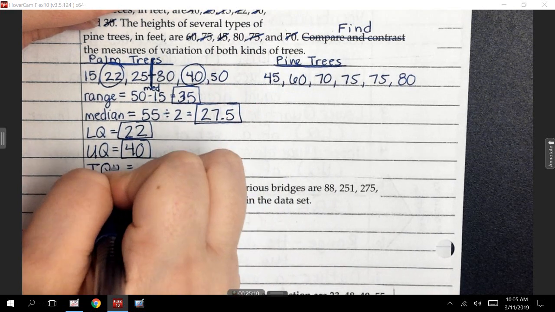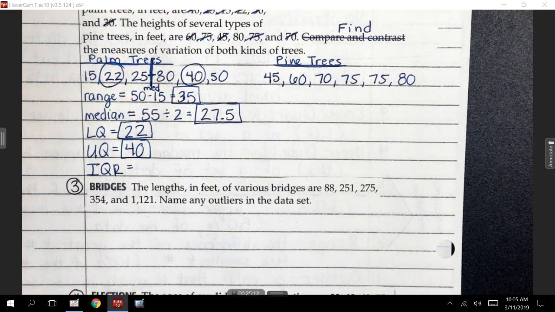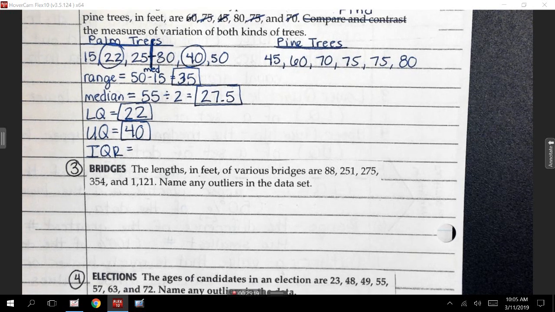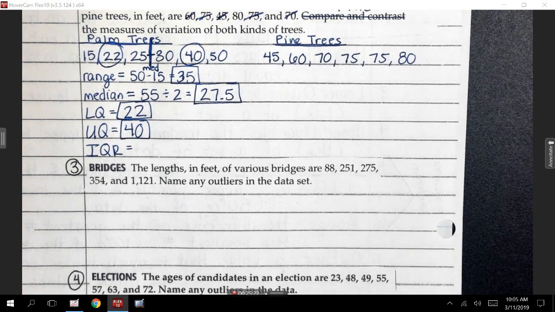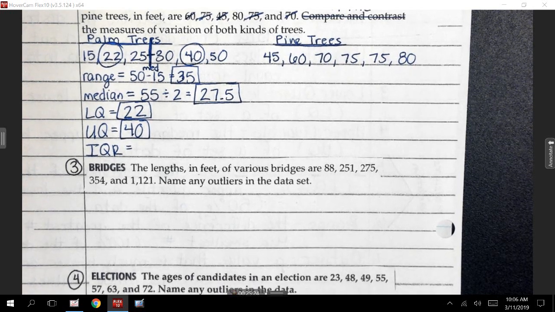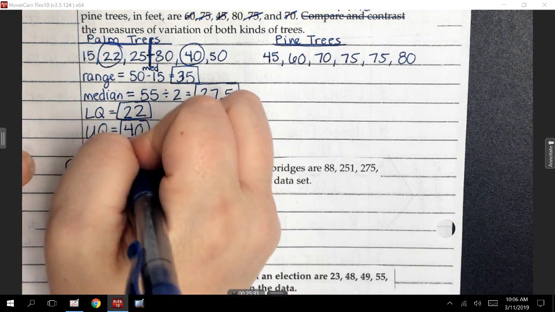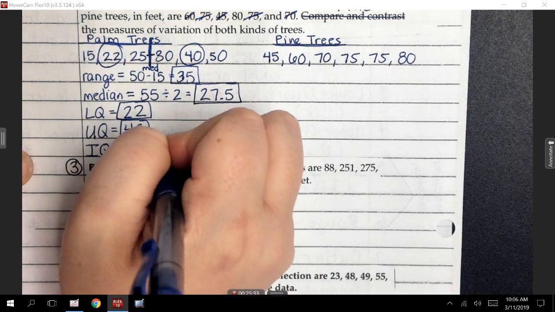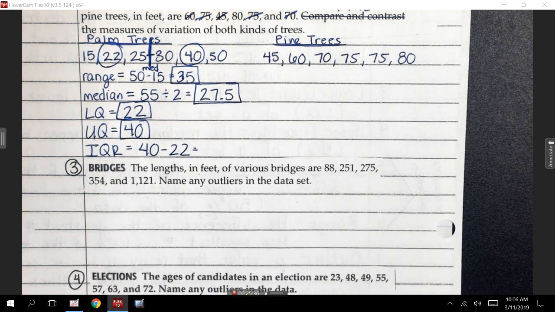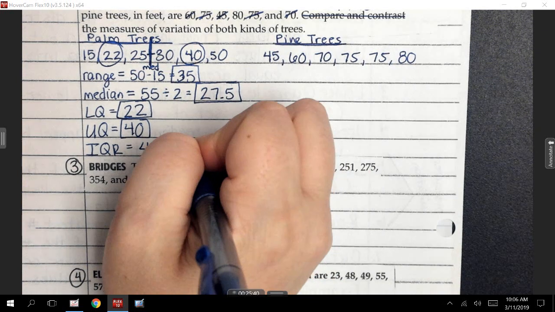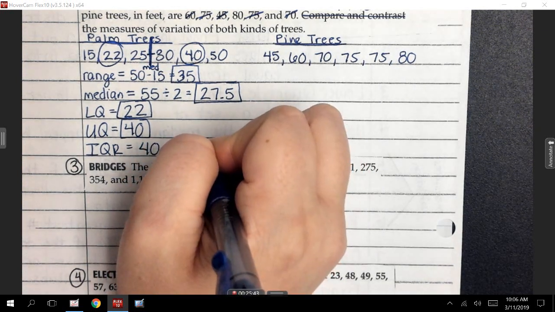IQR. What do I need to do to find my IQR? Gabe, you got that for me? What do I need to do to find the IQR? Look at our definition if we need to. Rebecca? Close, not add. Real close. Subtract. So we're going to do 40, the big number, minus 22. If I do it the other way, I'm going to get a negative. Isn't that kind of like a red flag? Something went wrong? All right, so 40 minus 22 is 18.